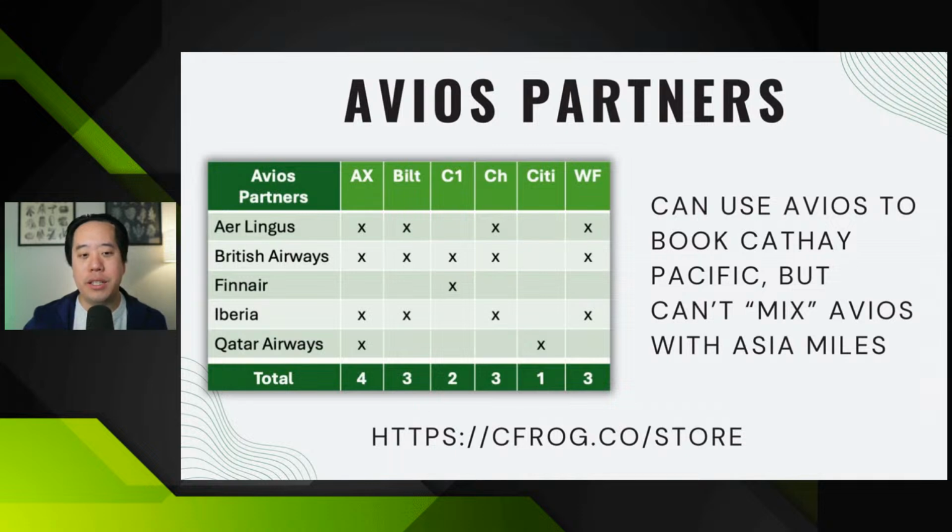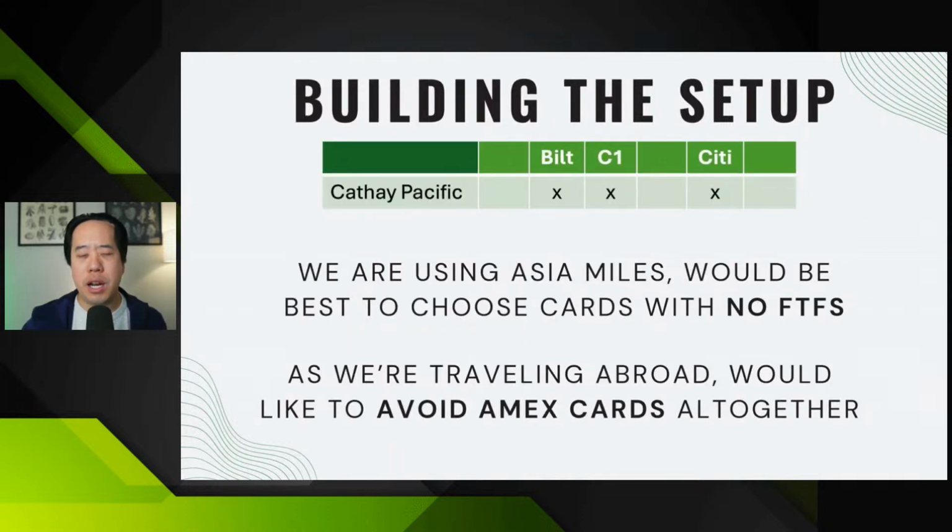So basically, when we build a setup, we can see that we have American Express, Bilt, Capital One, and Citi, right? So if you look at that, you're using Asia Miles. The idea is if you build a setup, you would probably want to choose cards with no foreign transaction fees because you're probably using these miles to book Cathay Pacific. So as we're traveling abroad, we would like to avoid Amex cards altogether.